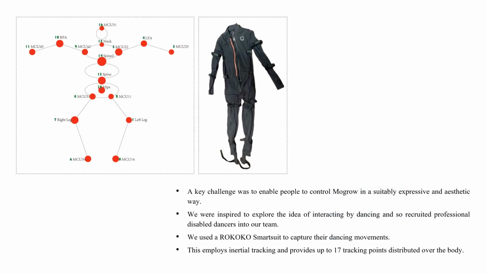A key challenge was to enable people to control MoGrow in a suitably expressive and aesthetic way. We were inspired to explore the idea of interacting by dancing, and so recruited professional disabled dancers into our team. We used a Rokoko smart suit to capture their dancing movements. This employs inertial tracking and provides up to 17 tracking points distributed over the body.